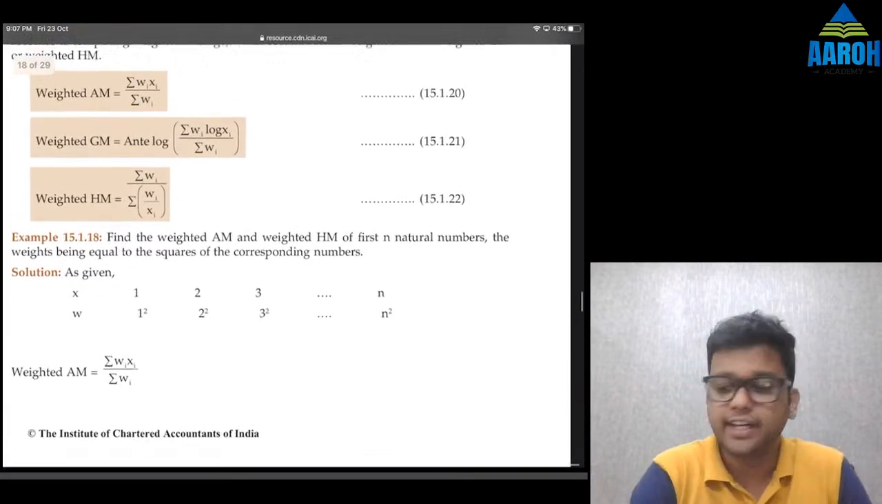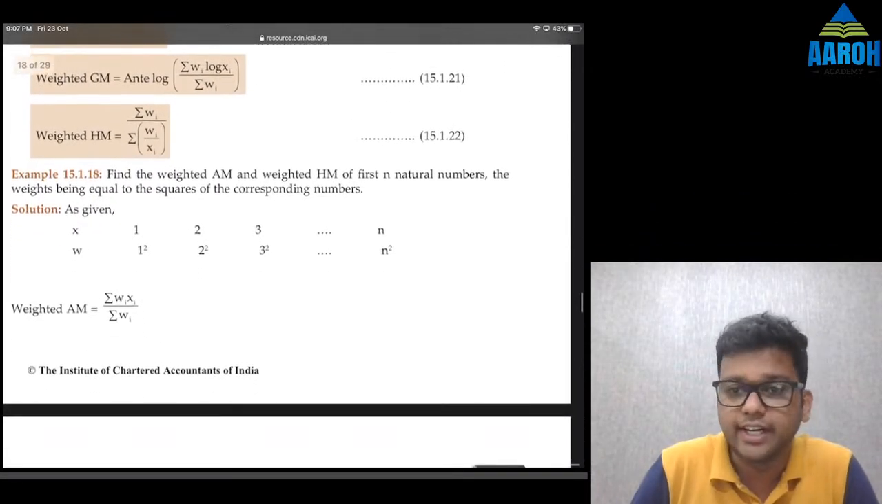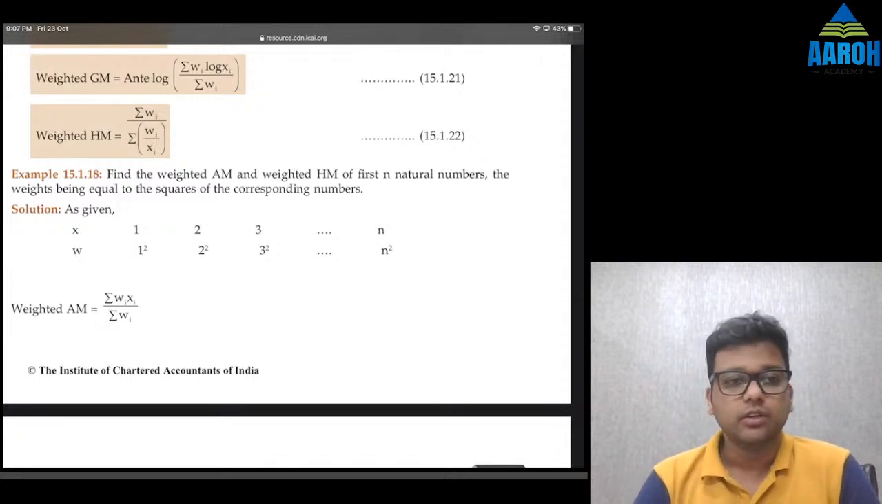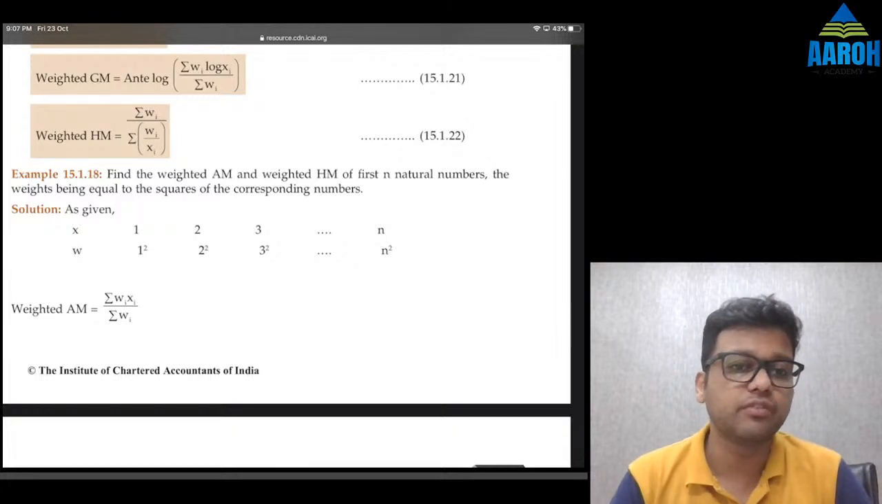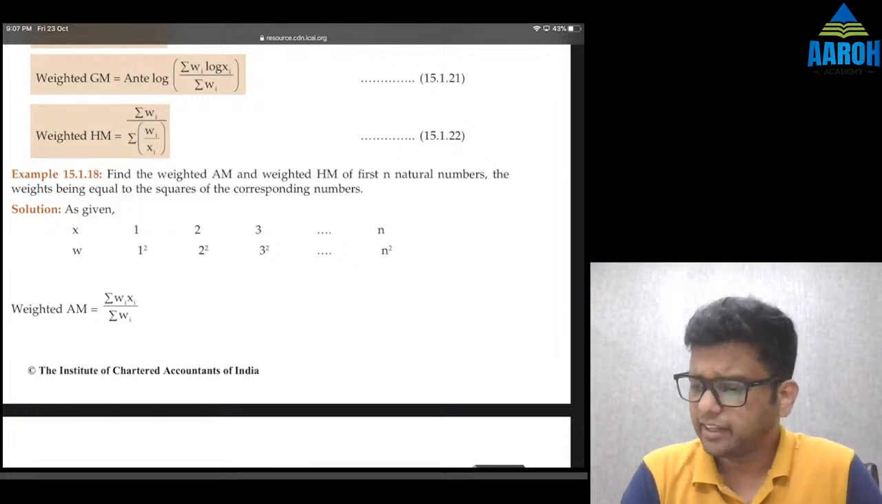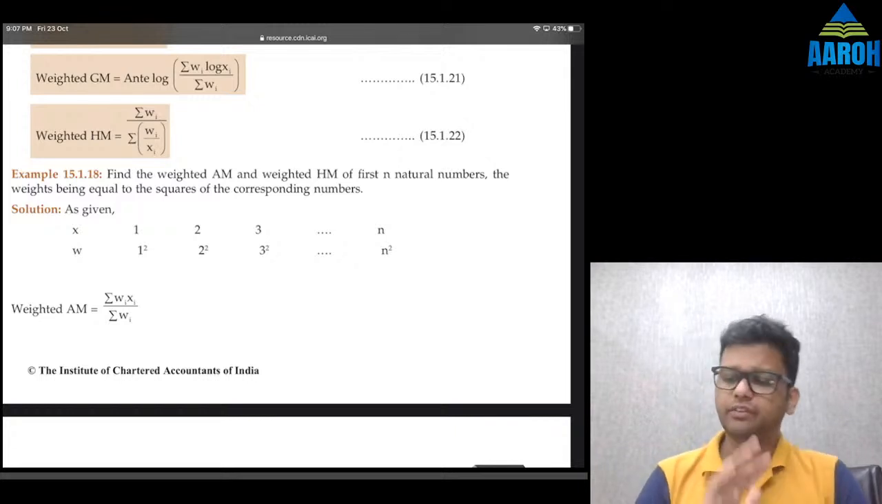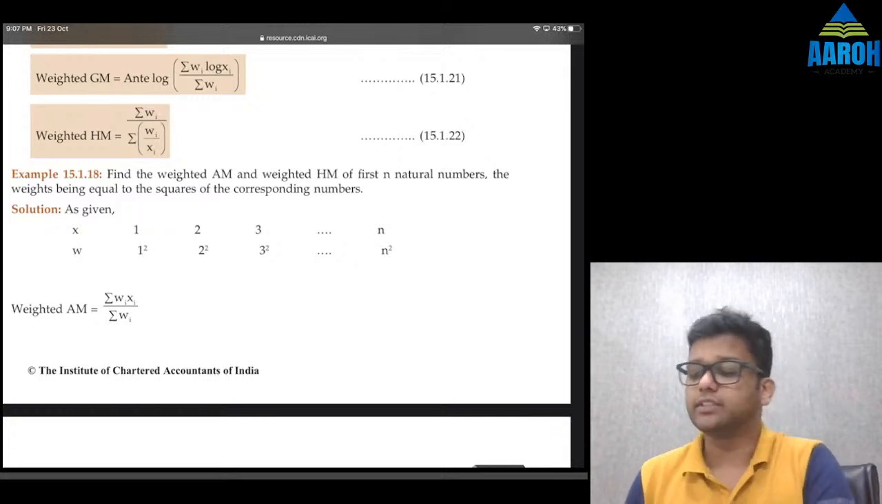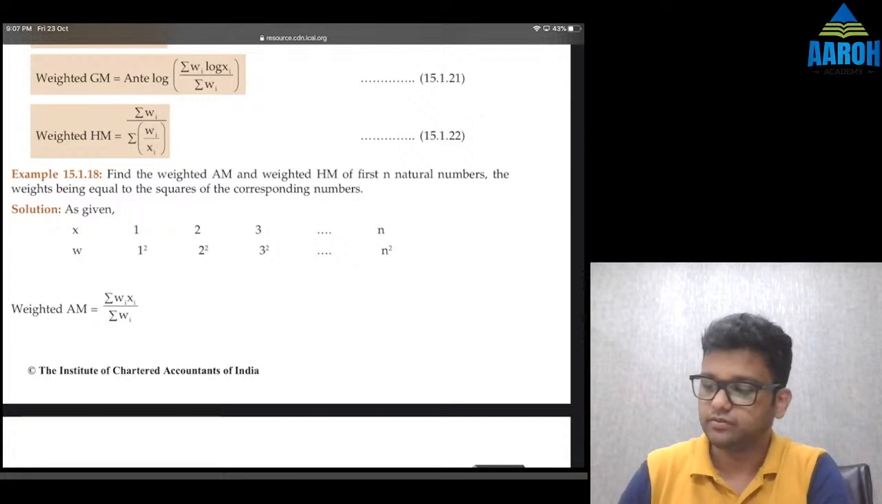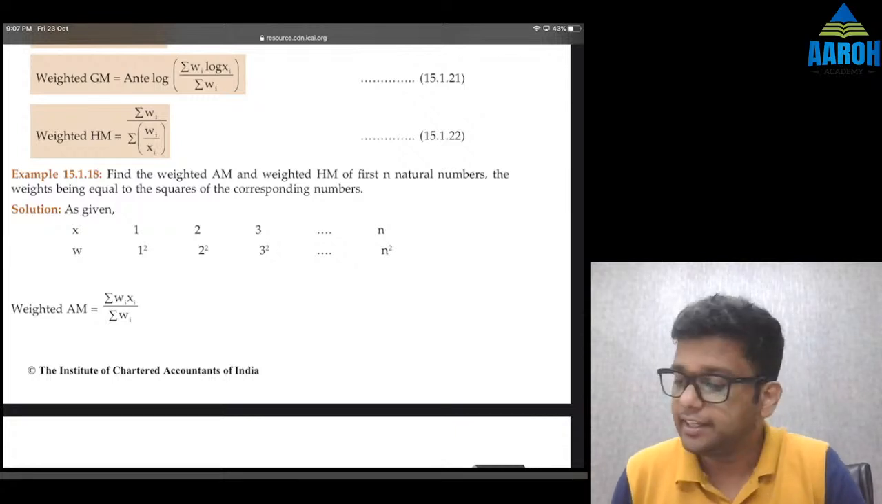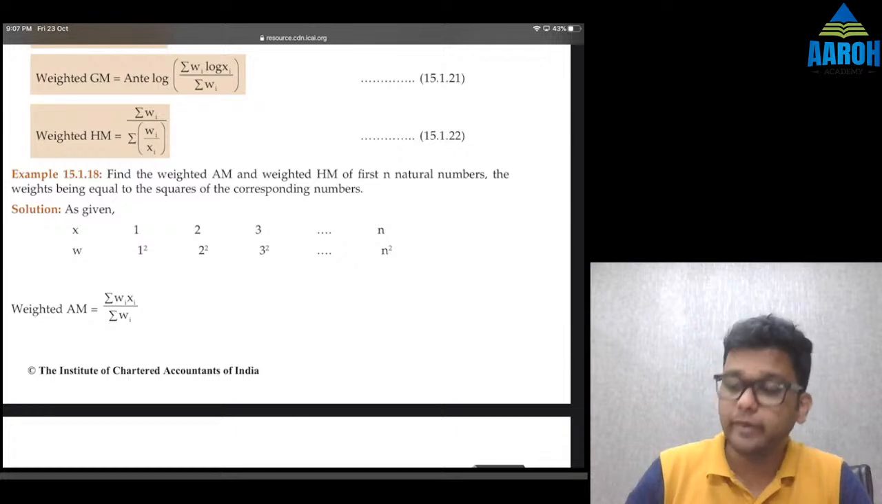This is a good question, 18th one. Let's try to solve this question, and then we'll go to the exercise, where there are a lot of good questions. Find weighted arithmetic mean and weighted harmonic mean of first n natural numbers, the weights being equal to squares of the corresponding numbers. We want AM and HM of first n natural numbers, but weighted.